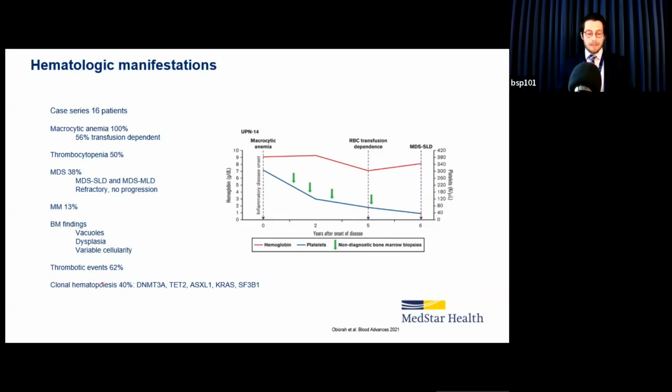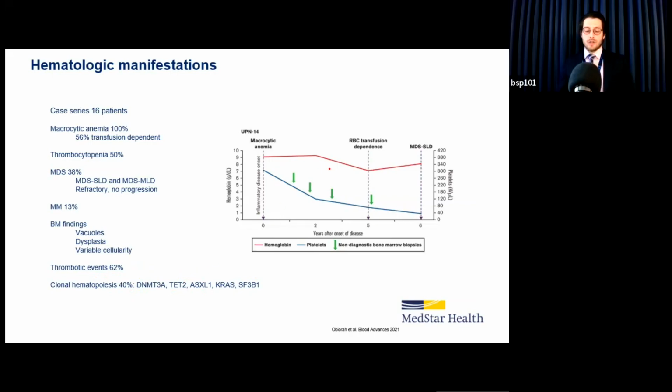Another important aspect of the hematologic manifestations, as I said at the beginning, is the thrombotic events. So in this first series, up to 62% of patients, that's pretty high, had either a venous or arterial thrombotic event. And there's also a high percentage of clonal hematopoiesis. This is a completely separate topic, so I won't go into details, but again, it shows this interplay between somatic or hematopoietic mutations that lead to some autoinflammatory conditions.